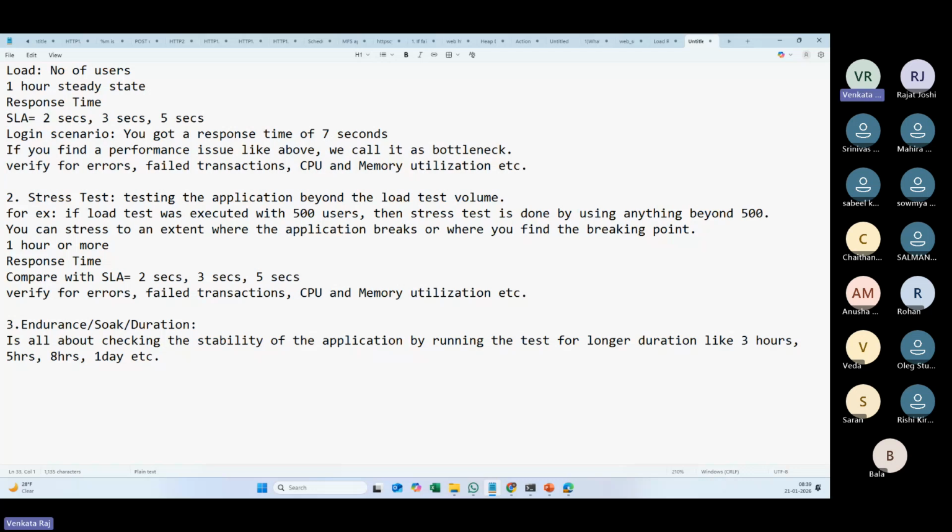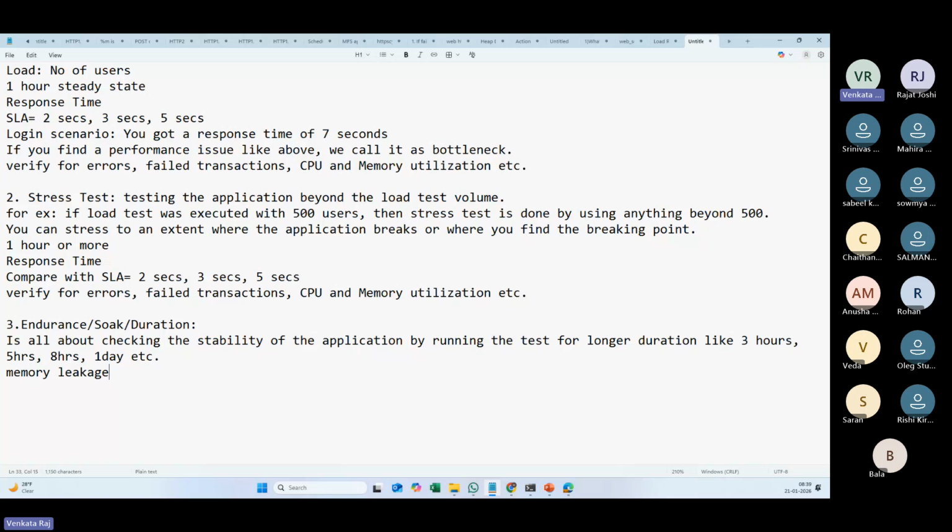If the response times are varying and there is a huge difference in the response times in the first 1 hour, in the second 1 hour, in the third 1 hour like that, that means there is some issue that we need to look into. Okay, and in most cases there is one issue called memory leakage. It is one performance bottleneck called memory leakage. This is the most common issue that is observed in these types of tests.